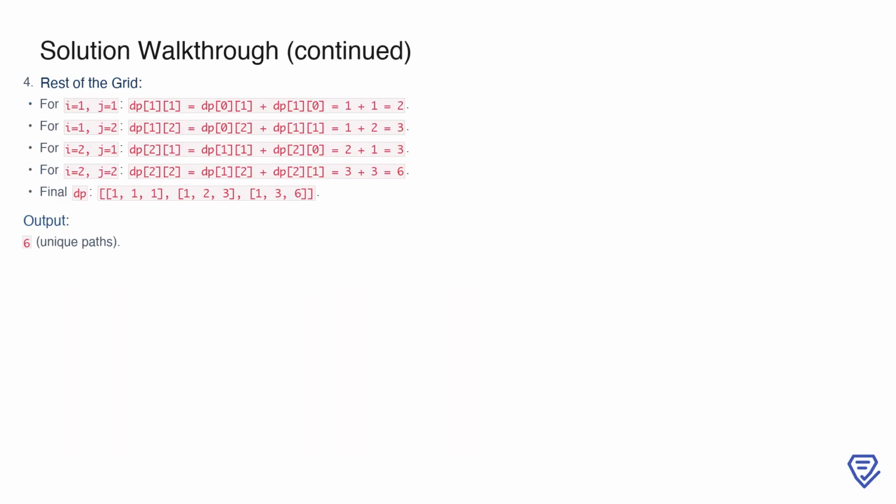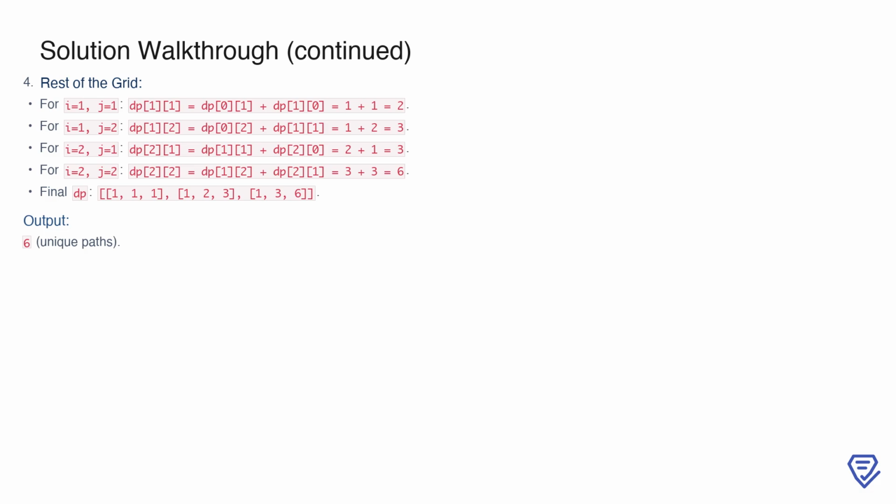For each cell, the value in DP[i][j] is the sum of the paths coming from the cell above it, DP[i-1][j], and the cell to its left, DP[i][j-1]. For instance, at DP[1][1], the value is 2 because there's one path coming from the top and one from the left. Similarly, at DP[1][2], the value becomes 3, as it's the sum of the values from above and left.